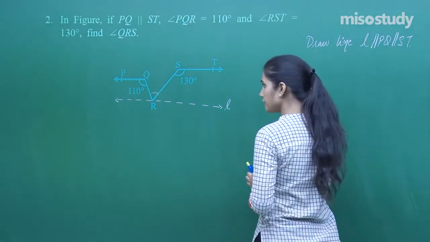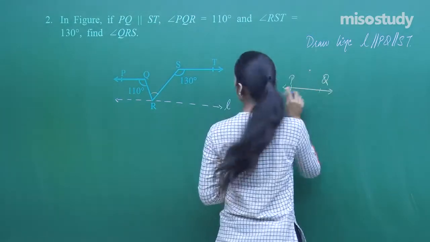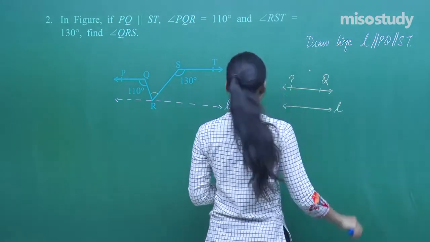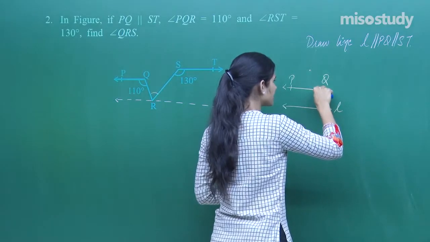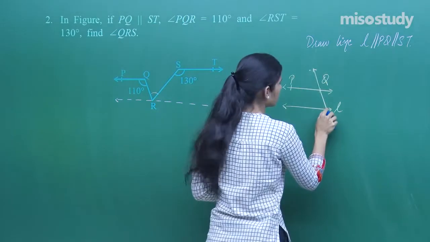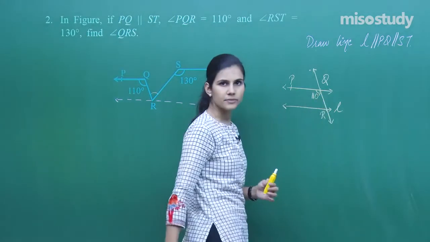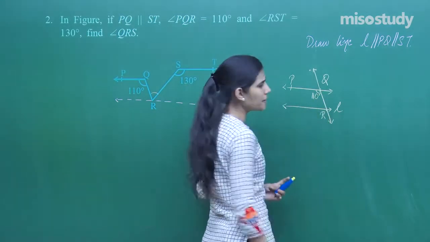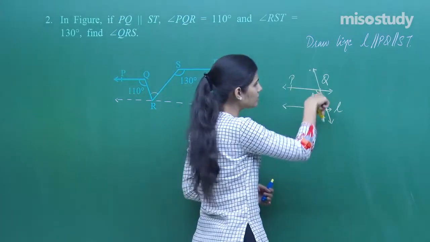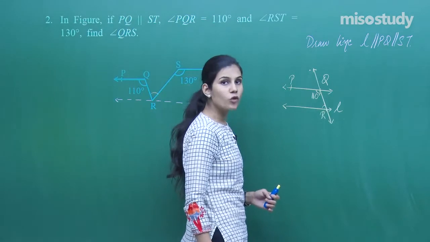Now if you carefully observe, over here what do I have? I have this line PQ and I have this line L. Let me extend this. Okay, so this point is R and I have this angle as 110. This line and this line are parallel to each other. This is like the transversal intersecting these two lines PQ and L at two distinct points. What is this angle and this angle? These two are forming a pair of co-interior angles.